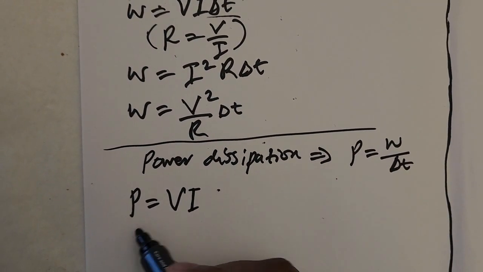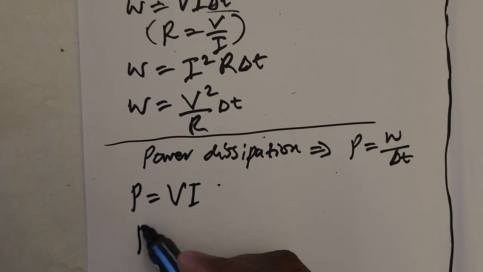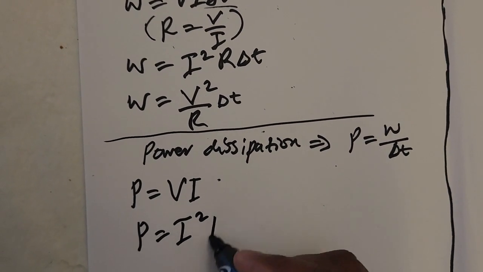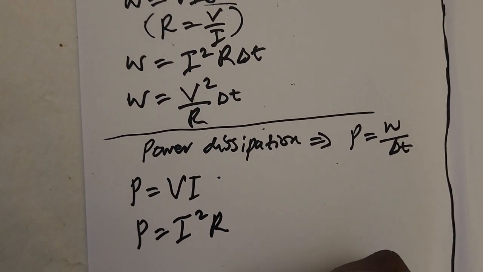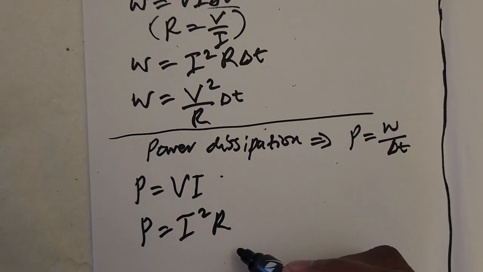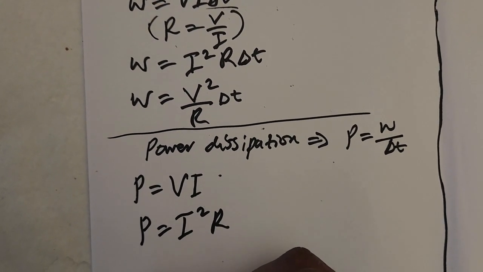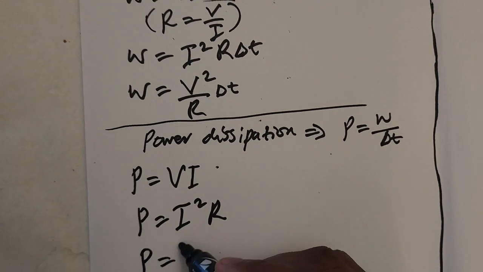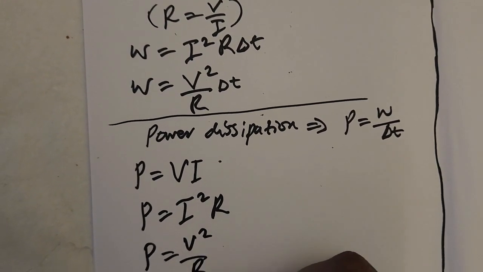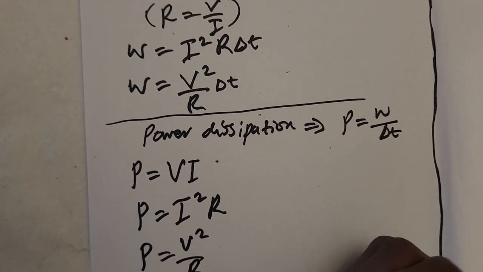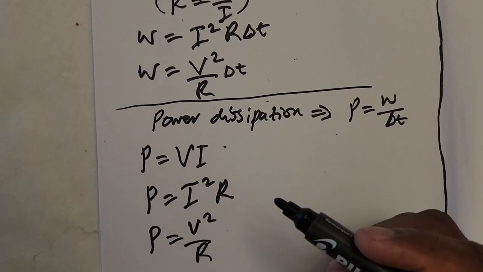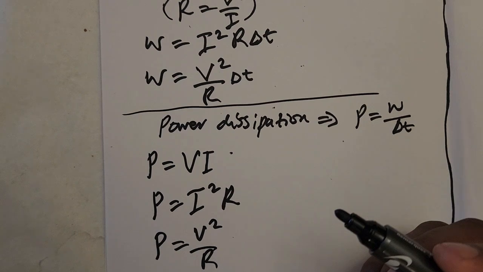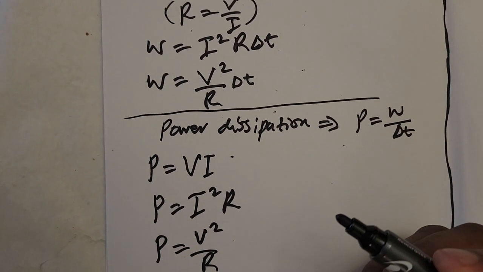Then the second formula for power: if you make V in terms of IR, it will be I squared R. If I know the current flowing in the component and the resistor, then I can always calculate the power dissipation in that component. The last one will be power equals V squared over R. If I know the voltage and resistor, then I can always calculate the power dissipation in that component. Very important in this case.